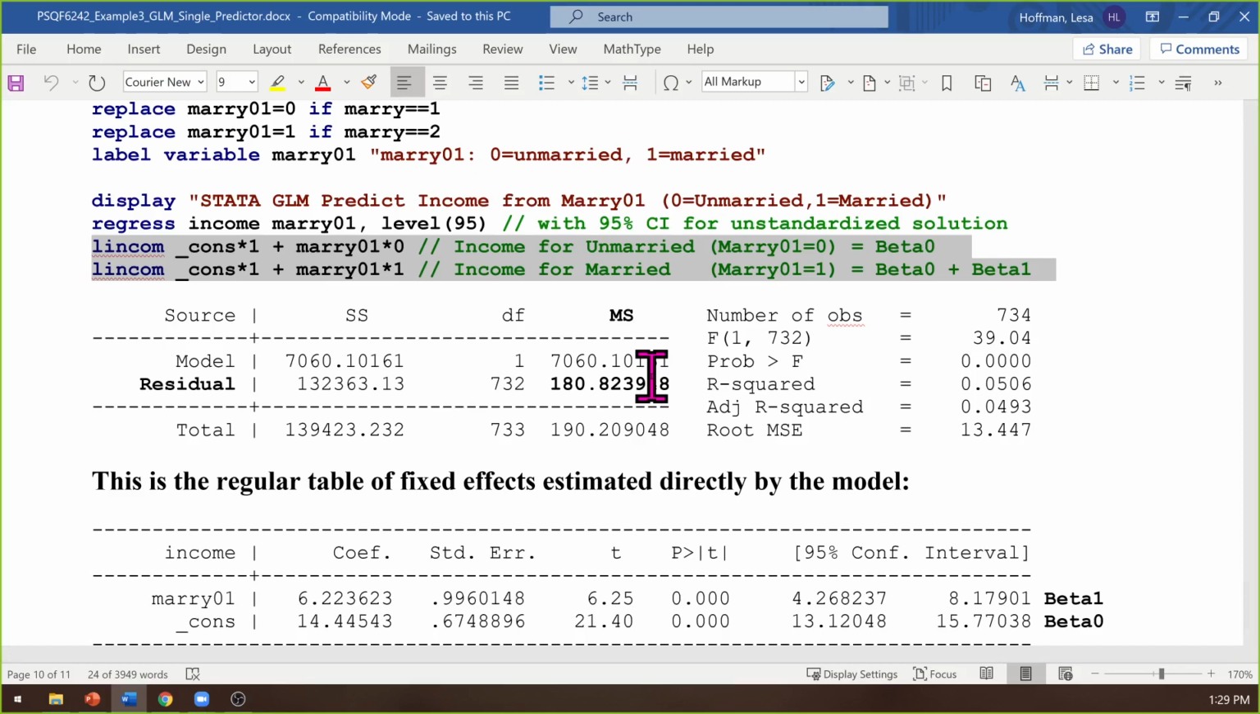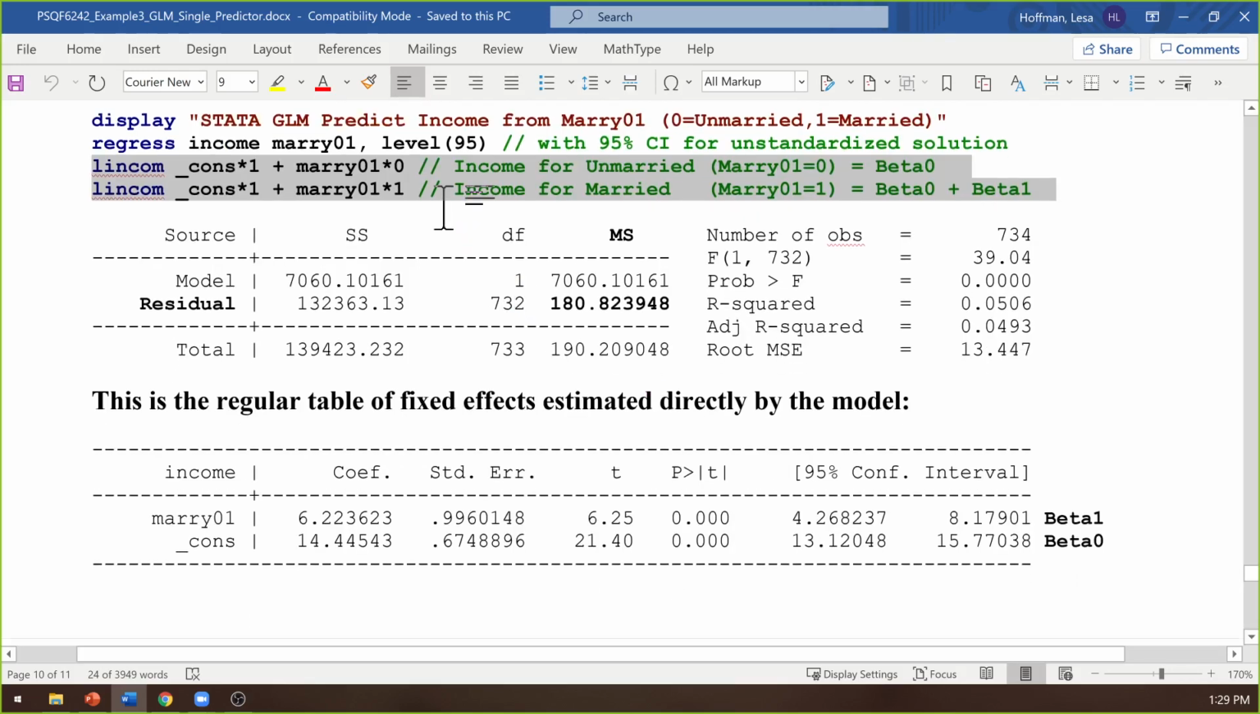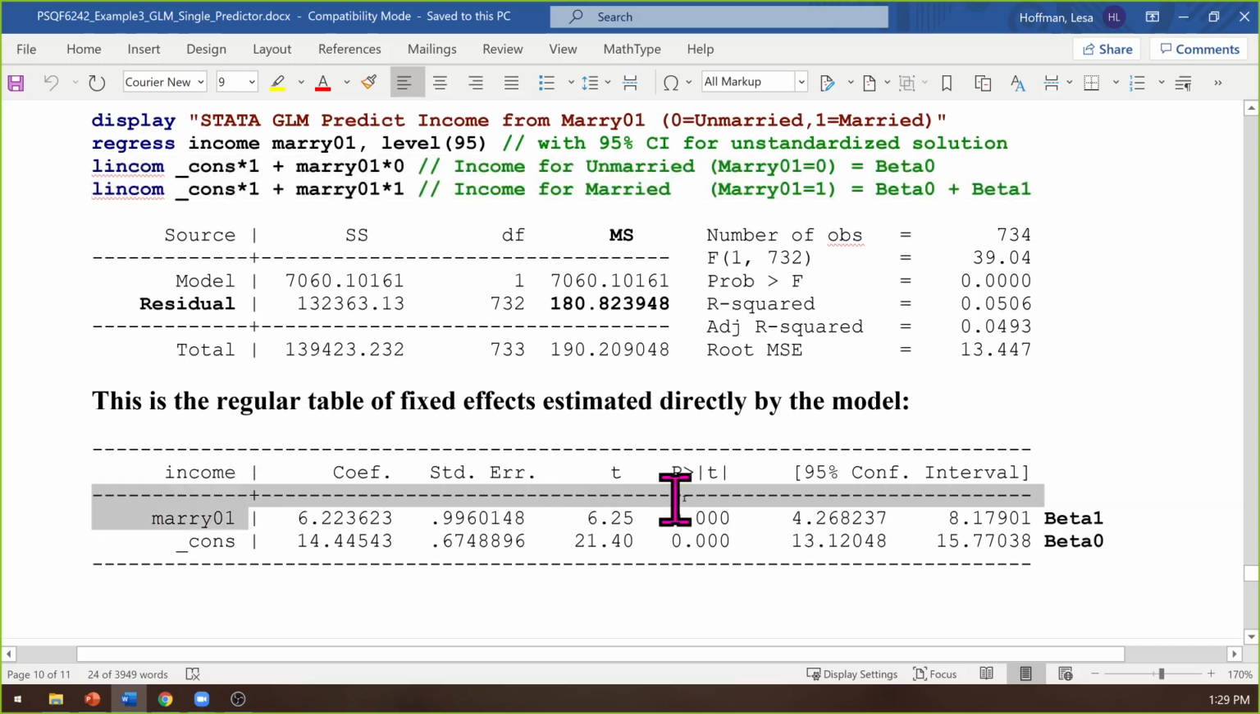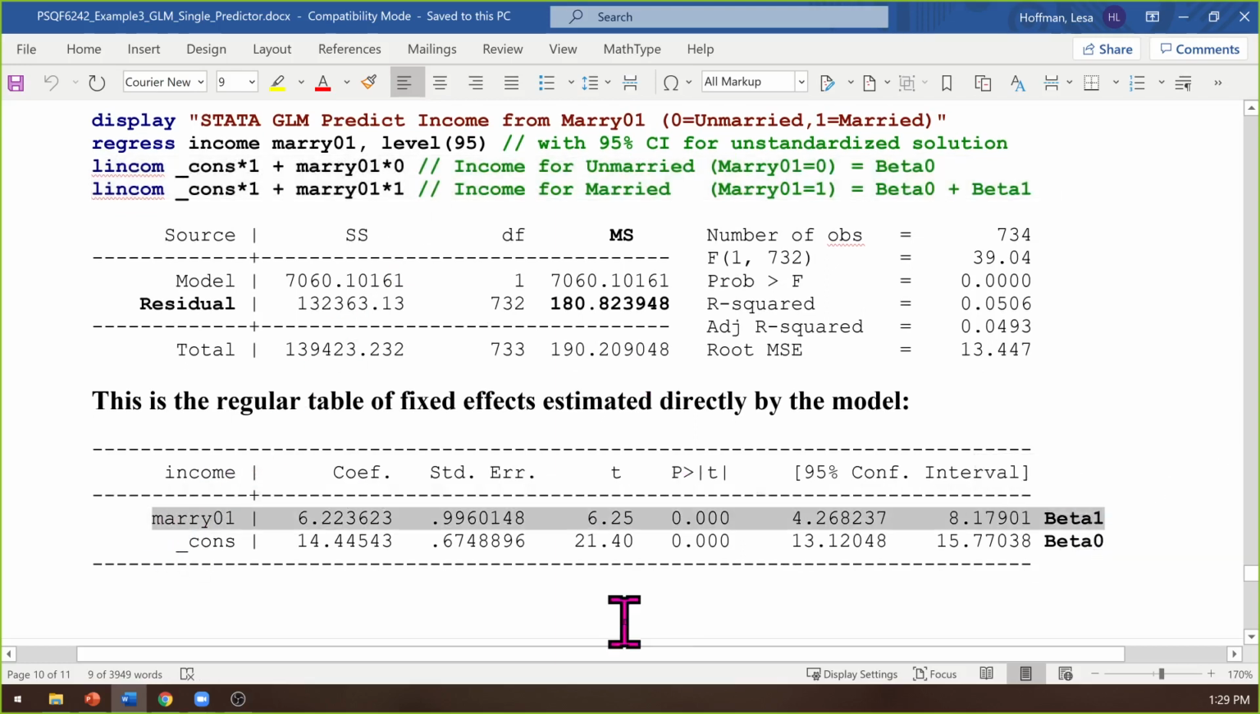The second statement then gets me what the model says the 1 group's mean would be. So then I have all 3 pieces of information. I know what the 2 group means are predicted to be for my outcome variable, and based on the slope, I know whether those 2 means are different.